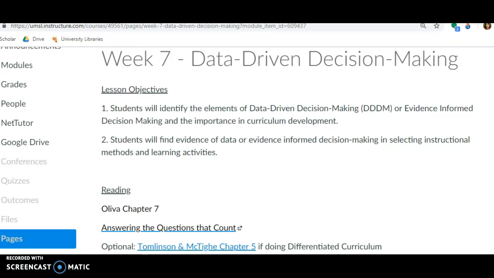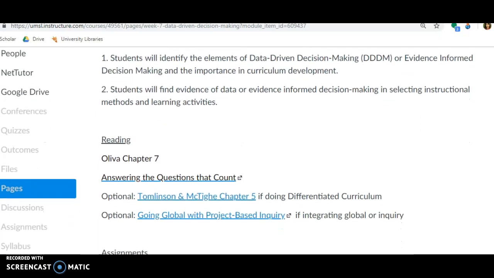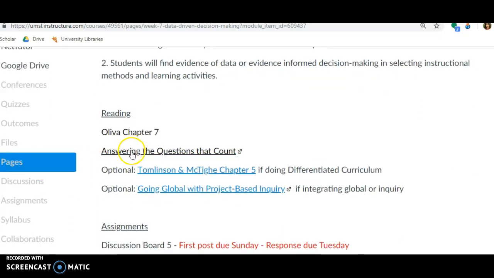You will read chapter 7 in the textbooks, and then this PDF as well. So click this link, make sure that you read it. And then if you're doing a differentiated curriculum, read chapter 5 in the Tomlinson and McTighe book, Integrating Differentiated Instruction and Understanding by Design. Or if you are integrating global learning or inquiry, then read this, Going Global with Project-Based Inquiry, to give you some ideas of what that can look like.